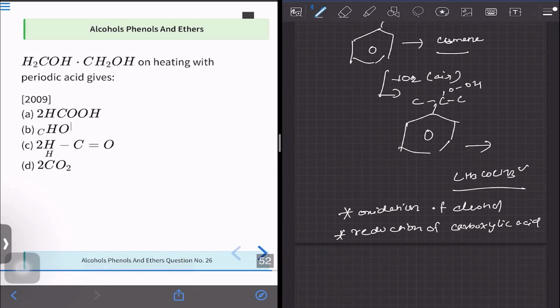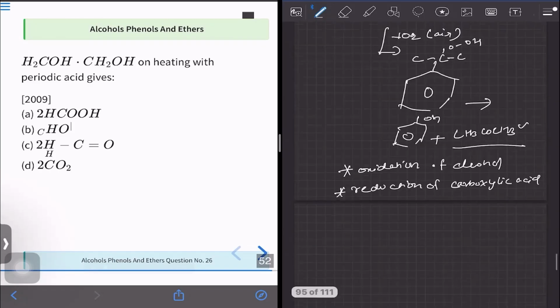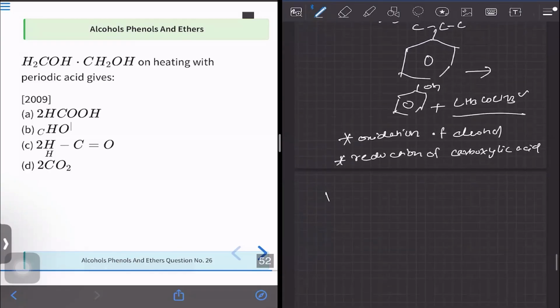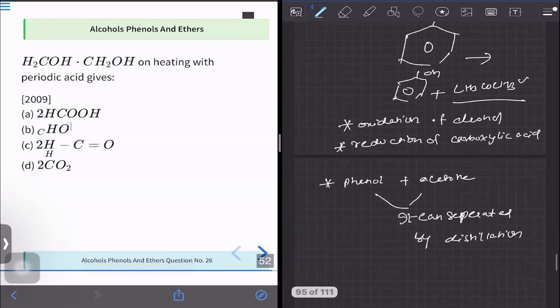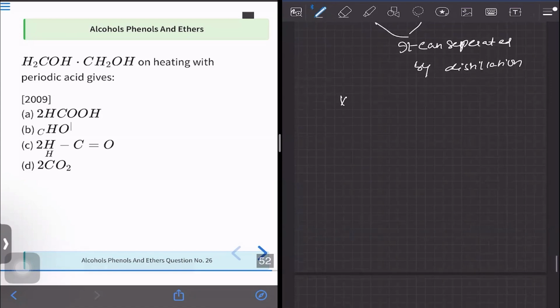See, how is cumene prepared? It is prepared from the Friedel-Crafts reaction. Along with acetone, it produces phenol. So this is a preparation of phenol and acetone. How can phenol and acetone be separated? By the distillation process. They can be separated by distillation because they both have different boiling points.